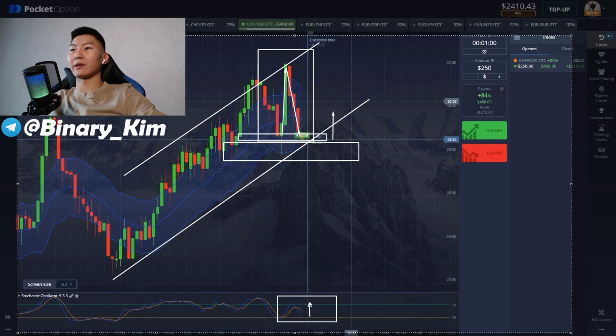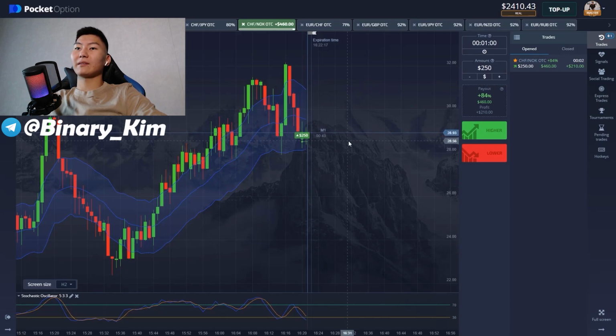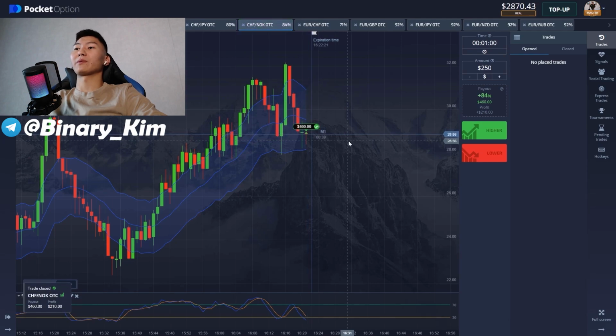We don't take the stochastic seriously now because we are playing ahead of the market on the 1 minute time frame and it's not going to show us anything, and on the last second I'm expecting to see the breakout. And yes, our position has been closed with a profit.